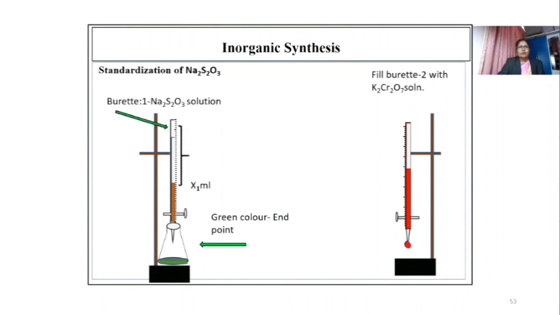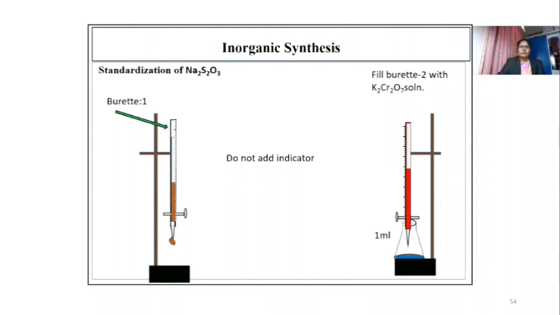In the same flask, add 1 ml 0.05 normal potassium dichromate solution from the burette number 2. The color of the solution will turn to blue. Continue the titration with burette number 1. Do not add indicator. The color of the solution changes from blue to green, and now record this reading as x2 ml. Repeat the same procedure for the x3 ml.